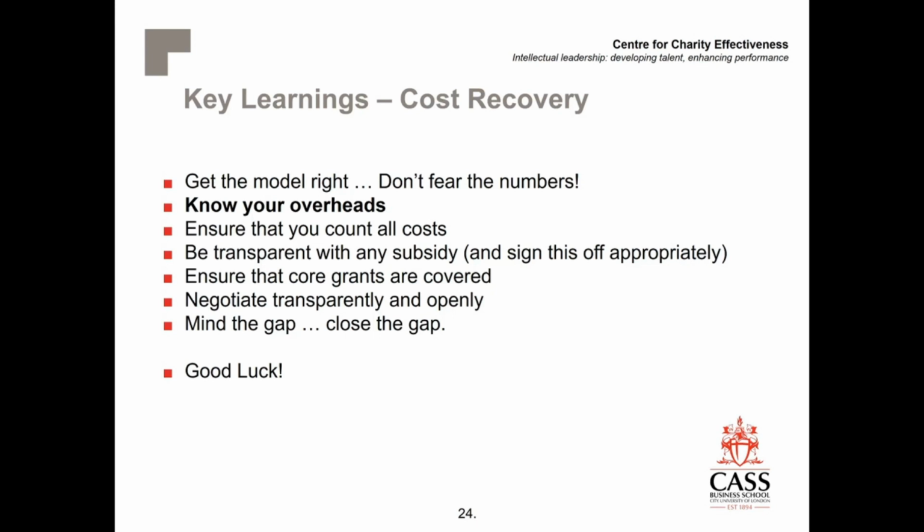Get the management information right. Get it so that you can justify and show any subsidy. Number 2, know your overheads. It's just important, for internal management and also for efficiency. Ensure that you count all costs. Don't forget anything, and be transparent with any subsidy. And make sure that trustees sign this off appropriately if it is a big shortfall.